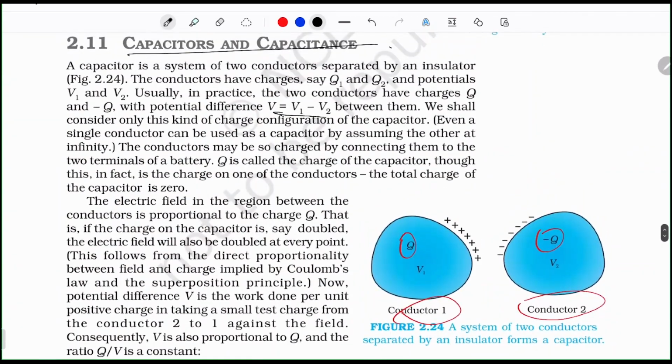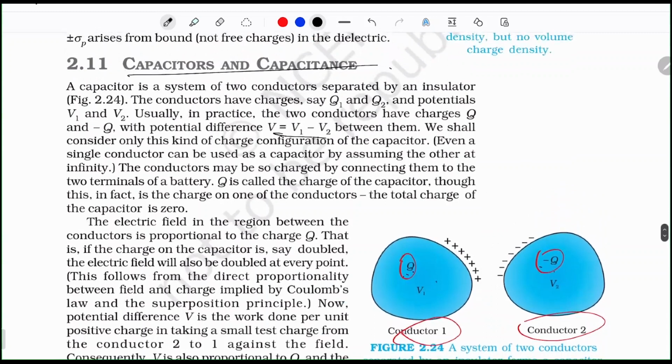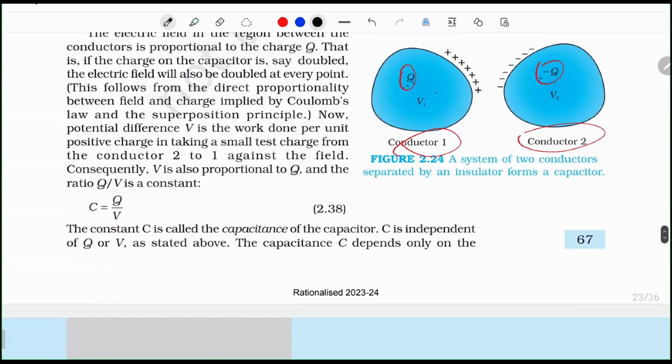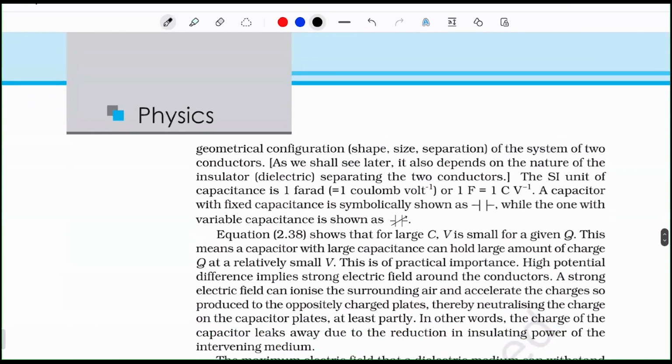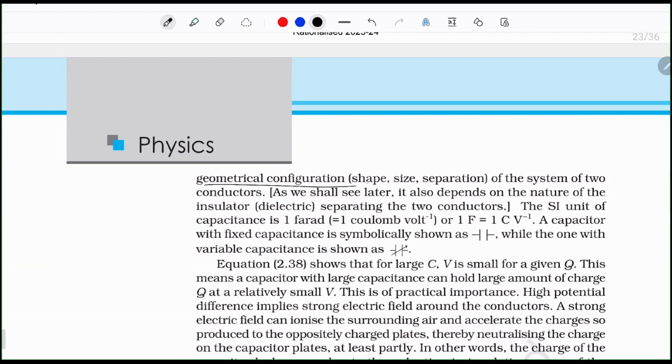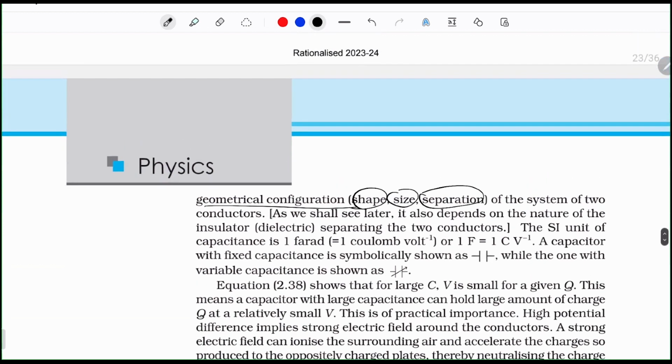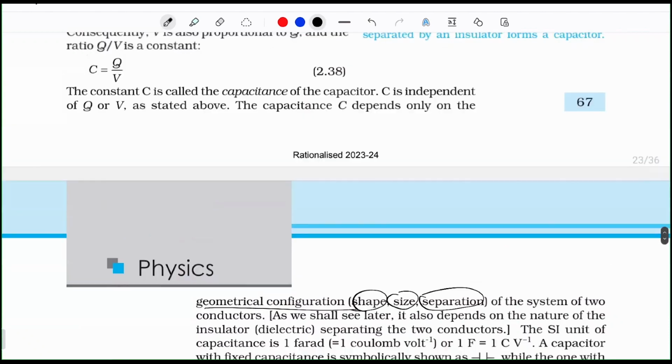And it so happens that the greater the magnitude of the charge, that is, if you double the charge on conductor 1 and make the negative Q double, like minus 2Q, then the potential difference also doubles. Therefore, you can define a constant which is Q by V. This constant is called the capacitance. So the ratio Q by V is constant. We'll soon look into what capacitance actually depends on. It depends on the geometrical configuration, that is the shape and sizes of the conductors, and the separation of the conductors. It also depends on the nature of the dielectric separating these two conductors.